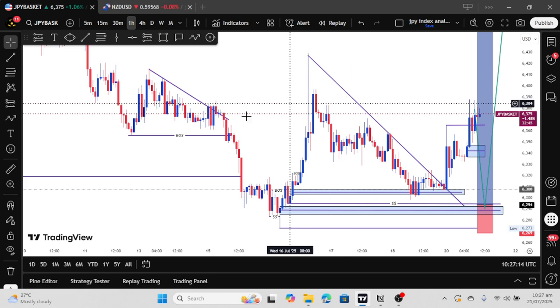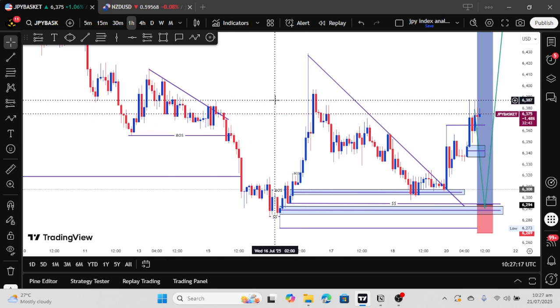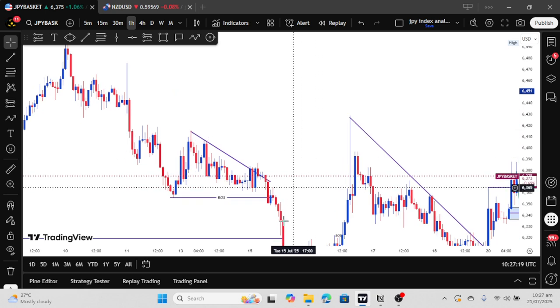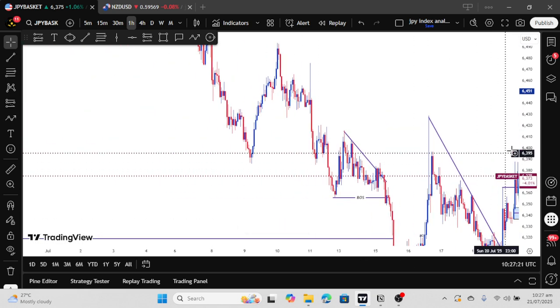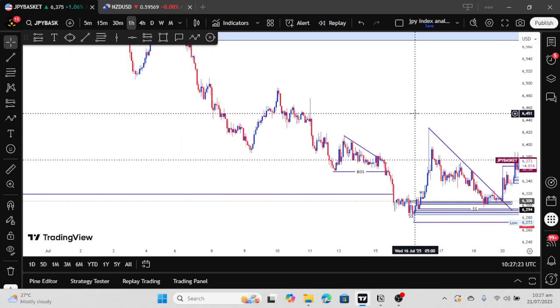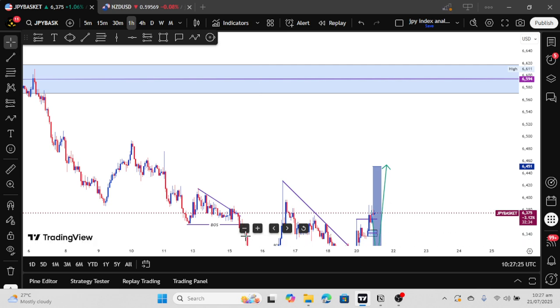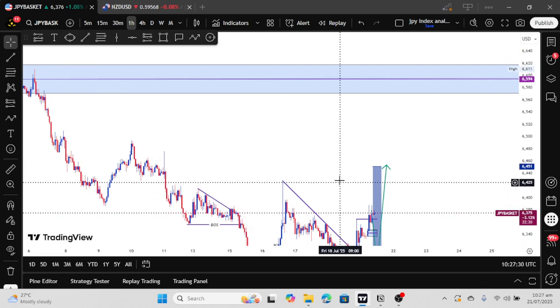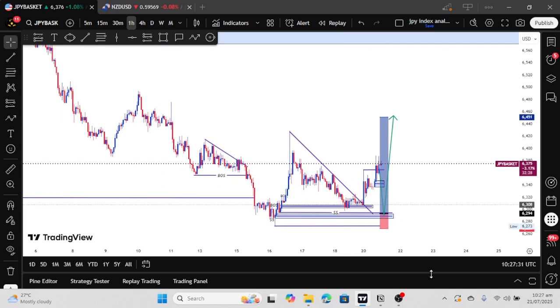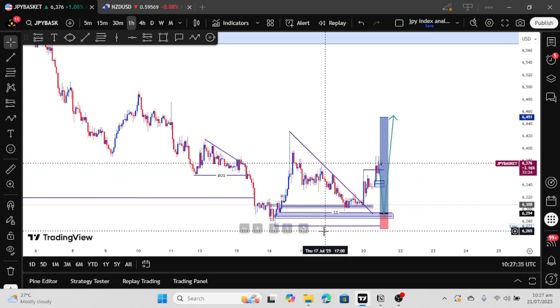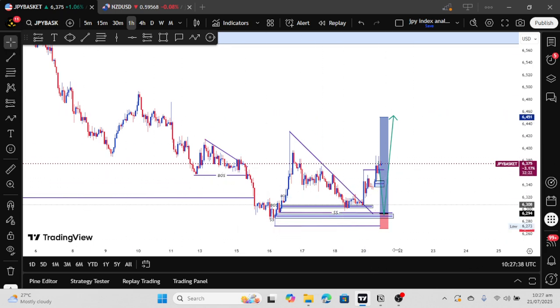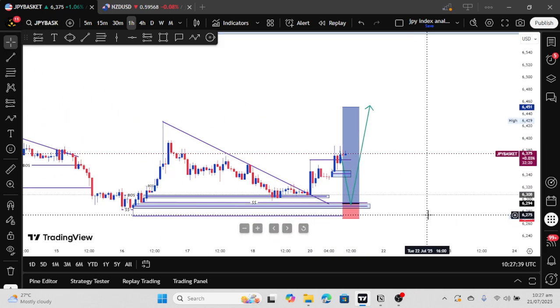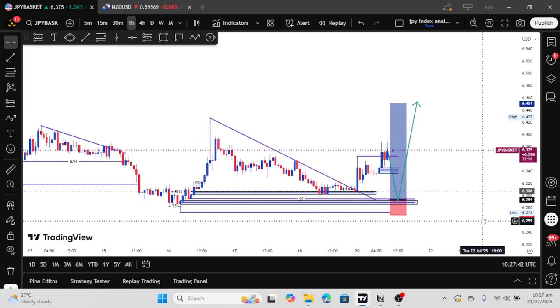So what I do is I go on the JPYX, that's the Japanese yen index, or some people call it the JPY basket. That's the basket that consists of all the Japanese yen currencies or pairs. So this is the basket. I'm using the Japanese yen basket. Now you can go on your TradingView and search for this basket.